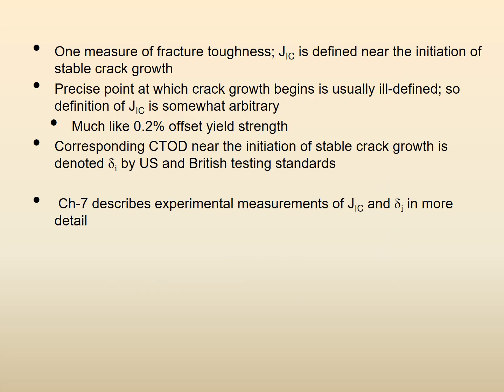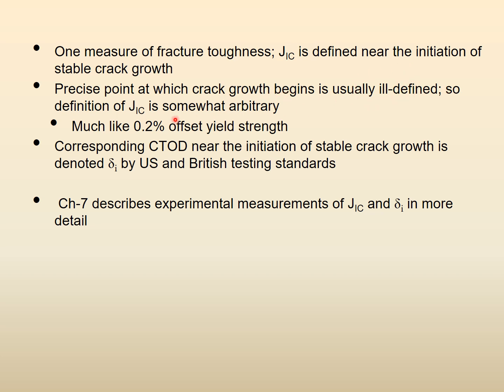One measure of fracture toughness is, of course, J1C. J1 is the J integral in mode 1 loading, and its critical value is a measure of fracture toughness, right? This is defined near the initiation of the stable crack growth. The precise point at which crack growth begins is usually ill-defined, because this is the end of the straight line region and the beginning of the non-straight line region.